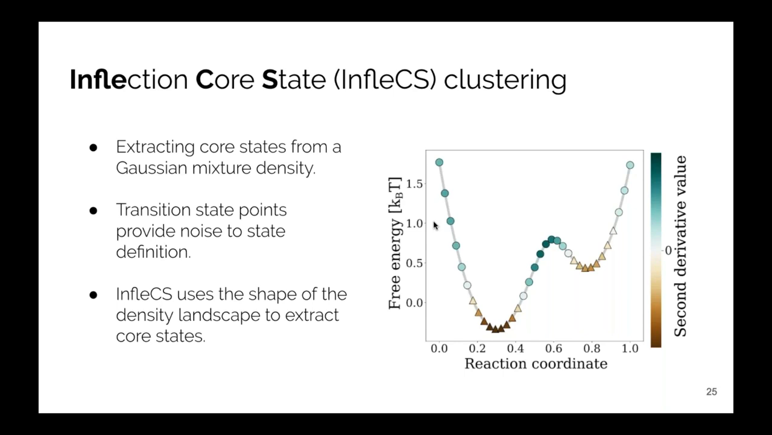So my only confusion is, let's say we just have an unbiased MD simulation. We know in an unbiased MD simulation, we might not be able to sample the entire landscape or the phase space along the reaction coordinates. So we can still apply InfleCS to that data set, but we might not be able to extract complete information about the system, right?